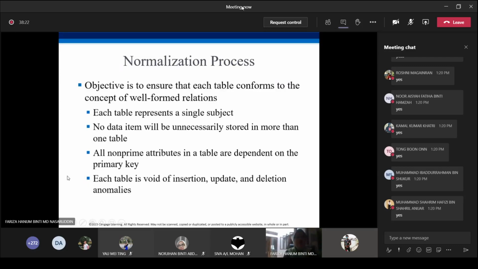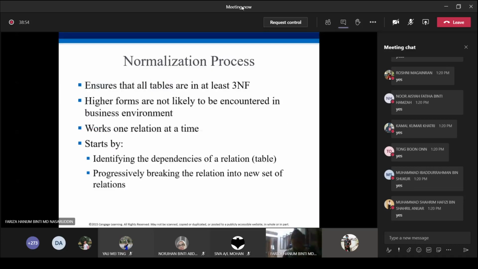And you will have all the attributes dependent on the primary key. Okay, so all your attributes in your table are dependent on the primary key. So each table is void of insertion, update, and deletion anomalies. Like I mentioned just now, you don't have anomalies. That is the objective of your design. You want tables that do not have any anomalies. So the process is to ensure that all tables are in at least third normal form. The book says higher forms are not likely to be encountered in a business environment. If you're in a business environment, you don't need higher forms.